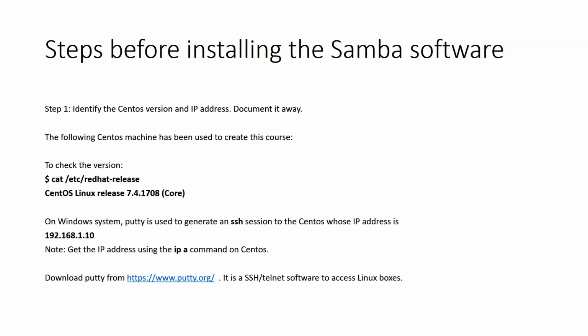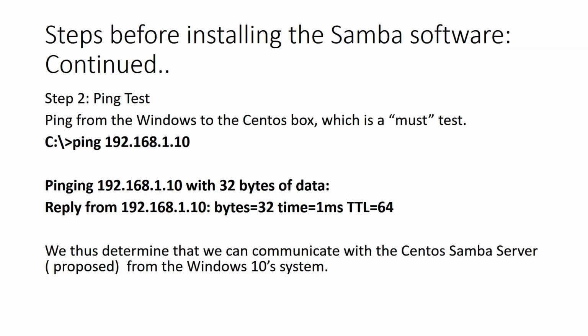You can download PuTTY from this particular site, www.putty.org. It is basically an SSH telnet software to access Linux boxes. Step 2. Ping test. Ping from the Windows to the CentOS box, which is a must test. Ping 192.168.1.10. It is successful. We thus determine that we can communicate with the CentOS Samba server from the Windows 10 machine.